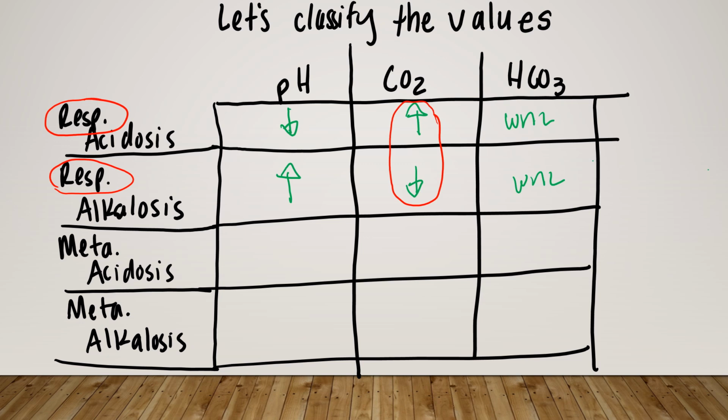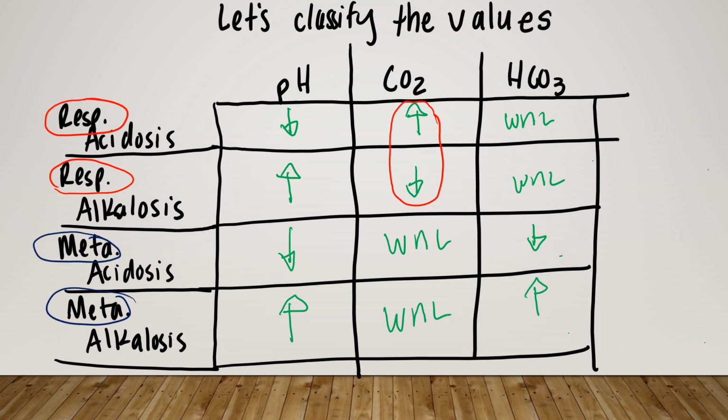So now let's talk about what metabolic acidosis would look like. With metabolic acidosis, again, acidosis means you don't have enough acid, it's too low. So our pH would be low. Our CO2 is going to be within normal limits, and our bicarb is going to be low. With metabolic alkalosis, your pH is going to be high, your CO2 is going to be normal, and your bicarb is also going to be high. So here we see metabolic goes with abnormal bicarbs.